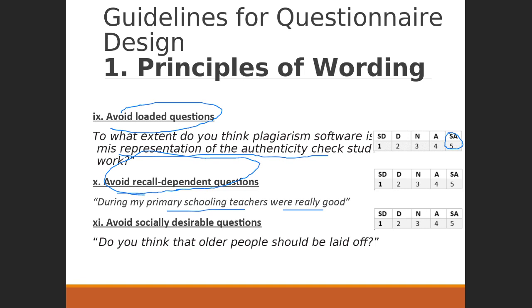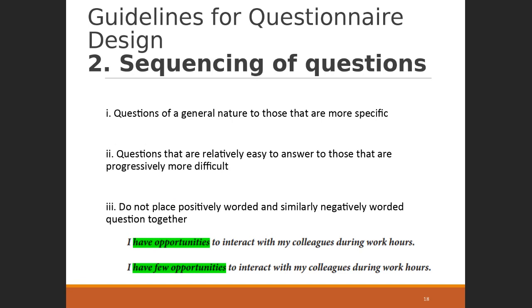Lastly, avoid socially desirable questions. Questions should not be worded in such a way that they produce socially desirable responses. For instance, a question such as, do you think that older people should be laid off? Now, it would elicit a response of no or disagreement, mainly because society does not like a person who says that elderly people should be fired even if they are capable of performing their jobs satisfactorily. So you need to avoid asking socially desirable questions as well.